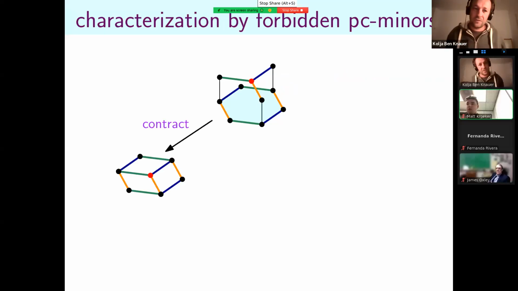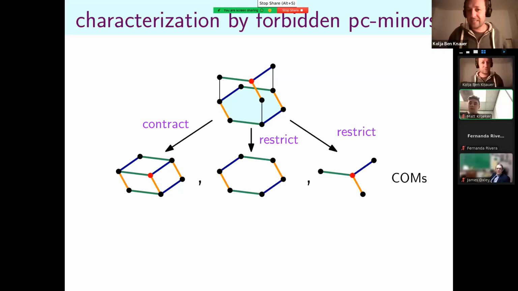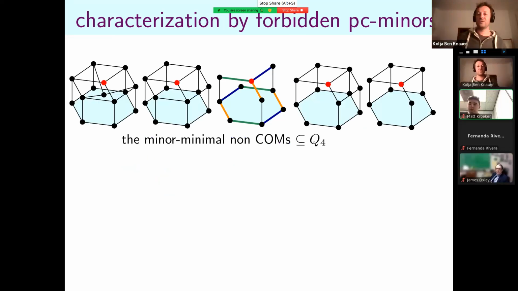However, if I contract a class, or if I restrict to sides of a class, what I will get will be a COM, a tope graph of a COM. It's easy to check. So this graph is a minimal obstruction for being a tope graph of a COM. And here are some friends. These are the obstructions that embed into the Q4.